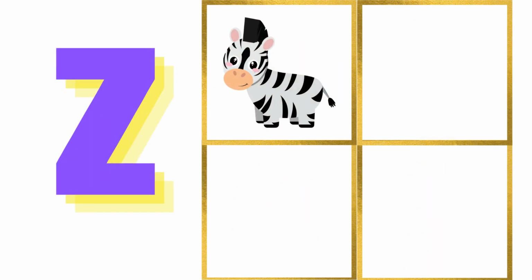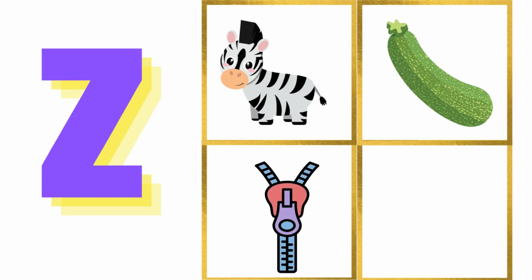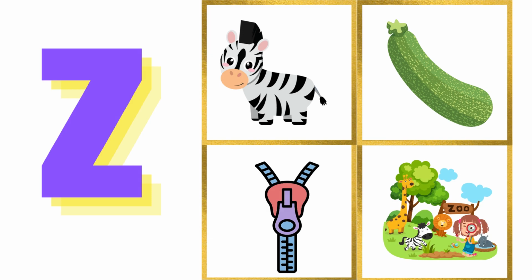Z for zebra. A, B, C, D, Z for zucchini. Zipper. D, U, V, W, X, Y, Z. Z for zoo.